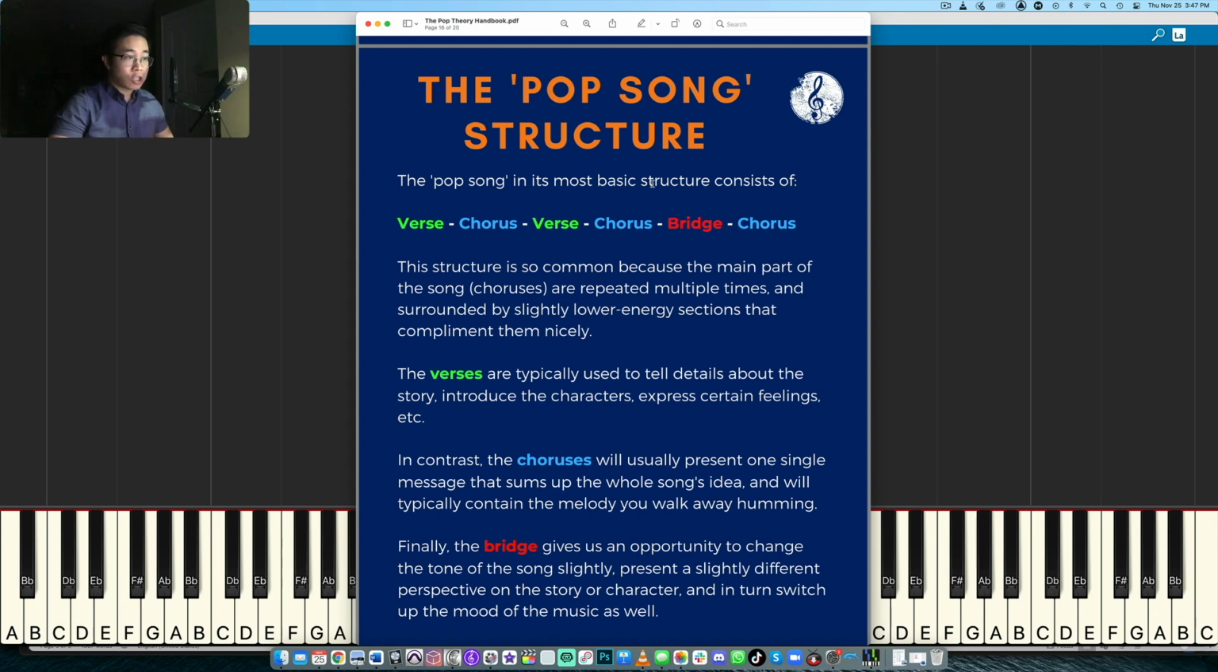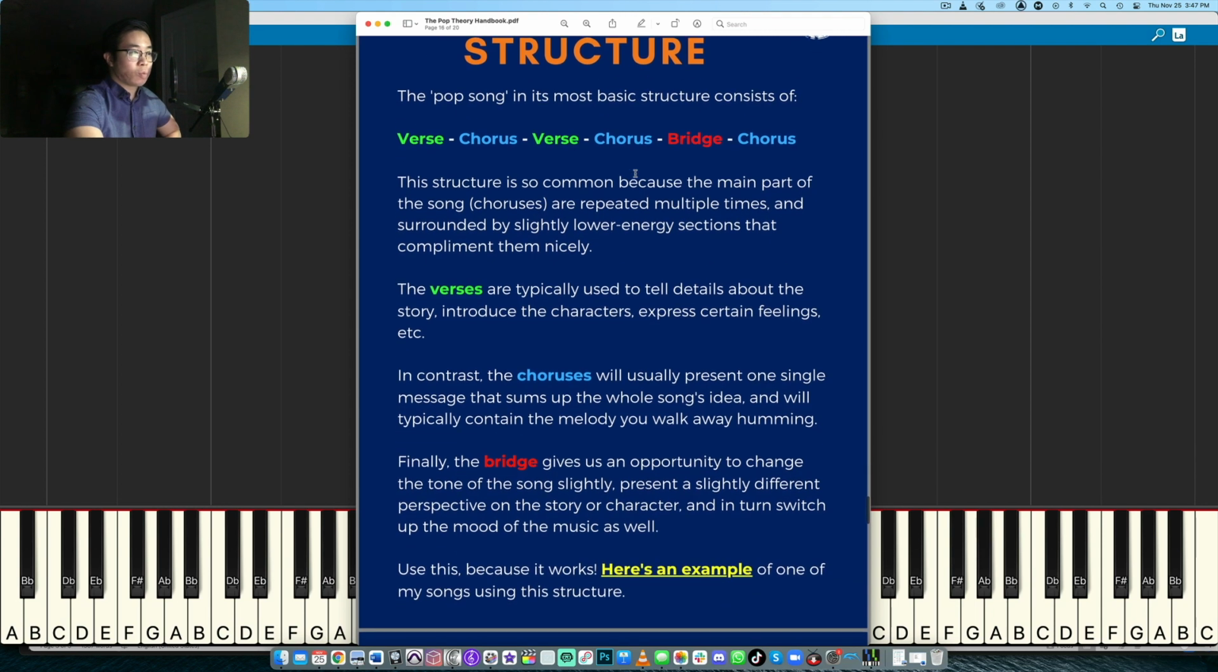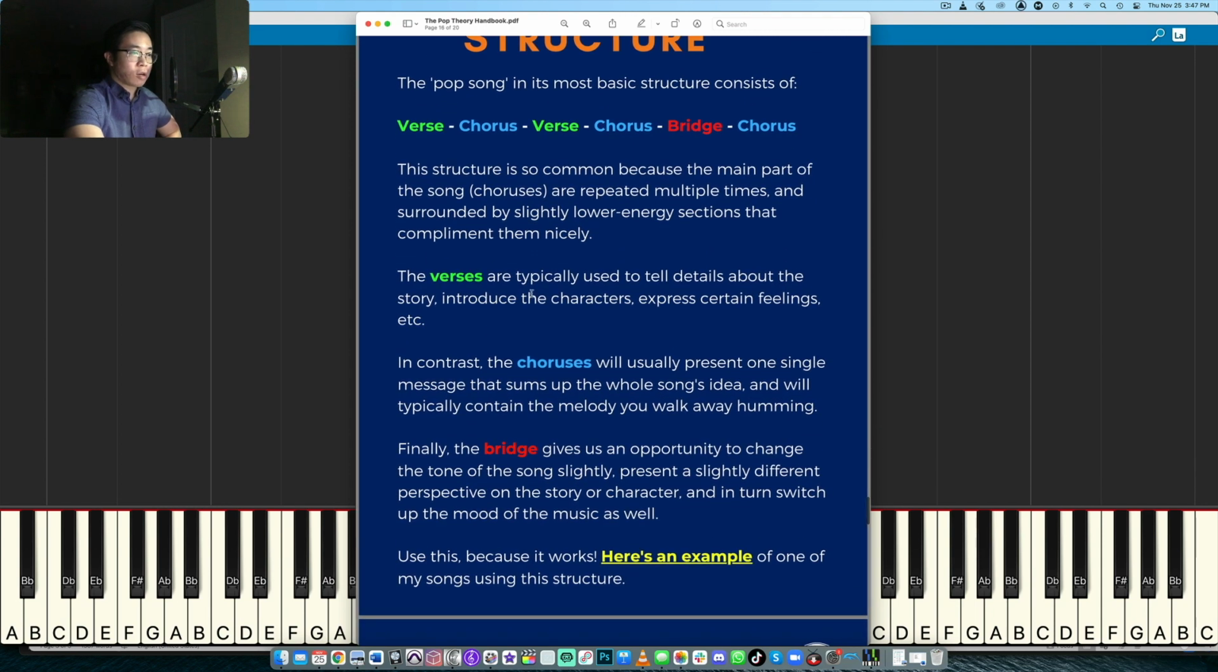In case you're less familiar with what these sections are, the verses are typically used to tell the details about the story, introduce the characters, and express certain feelings. So this is really setting up the tone of the music, giving us a chance to understand what the characters are all about, what's happening, and there's more detail in these sections.